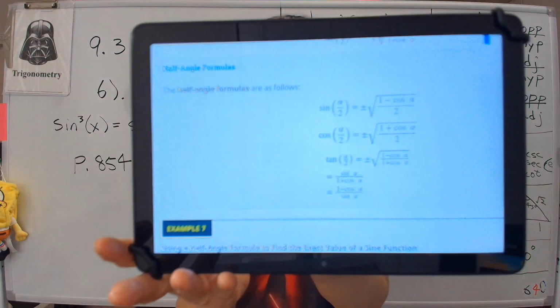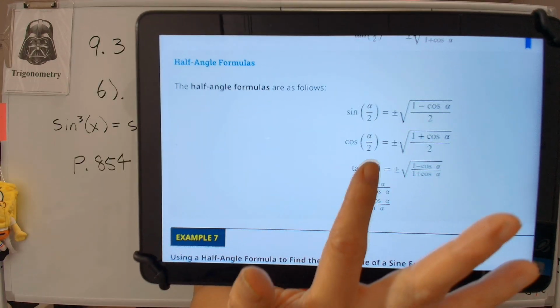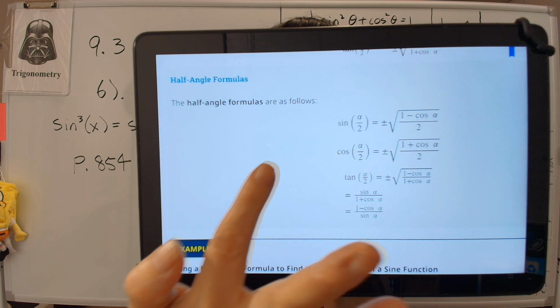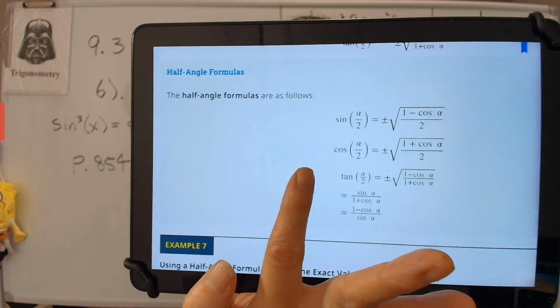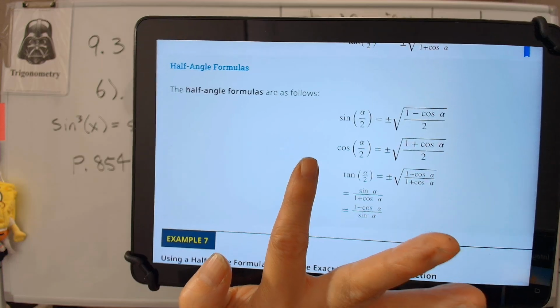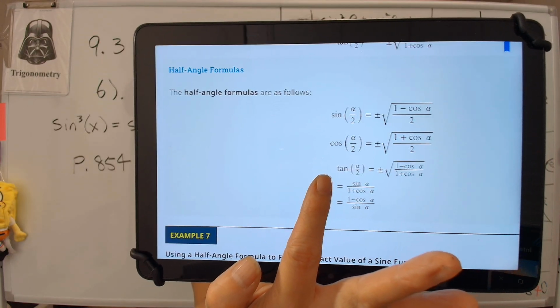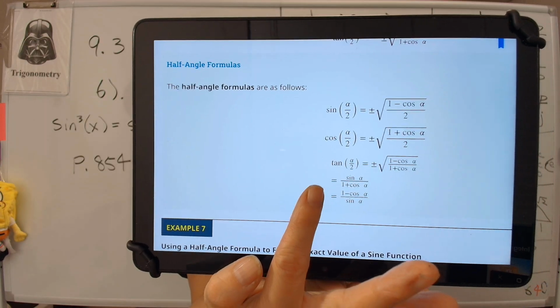So continue looking down a little bit. There's the summary. This is the stuff that we just proved: the sine alpha over 2 formula, the cosine alpha over 2 and tangent alpha over 2 half angle formulas. However, it also says something like this.